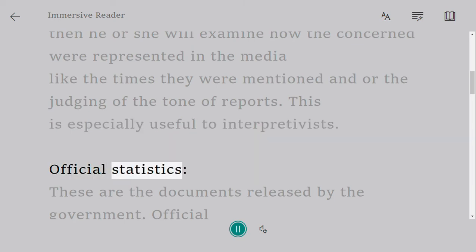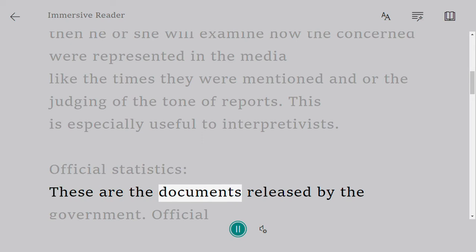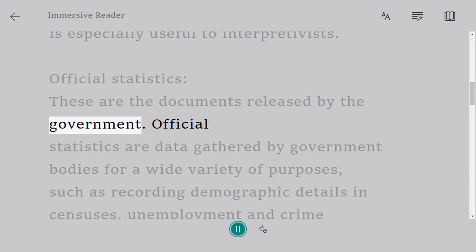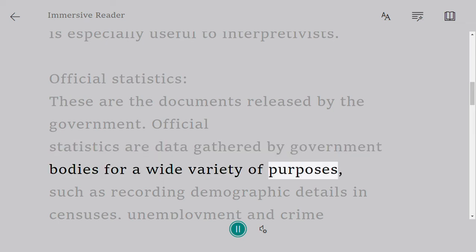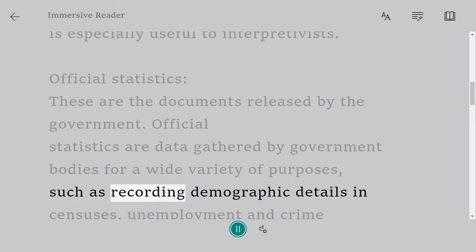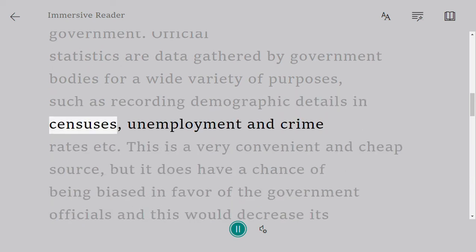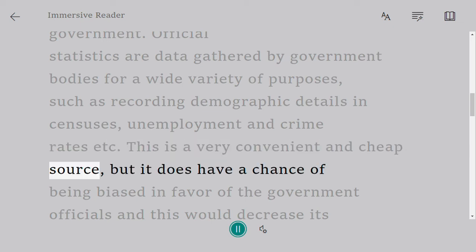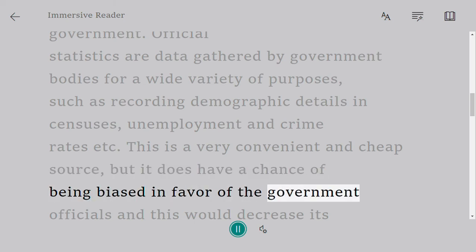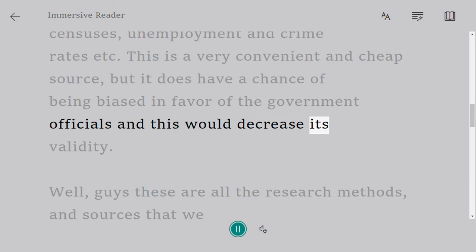Official statistics. These are the documents released by the government. Official statistics are data gathered by government bodies for a wide variety of purposes, such as recording demographic details in censuses, unemployment and crime rates, etc. This is a very convenient and cheap source, but it does have a chance of being biased in favor of the government officials, and this would decrease its validity.